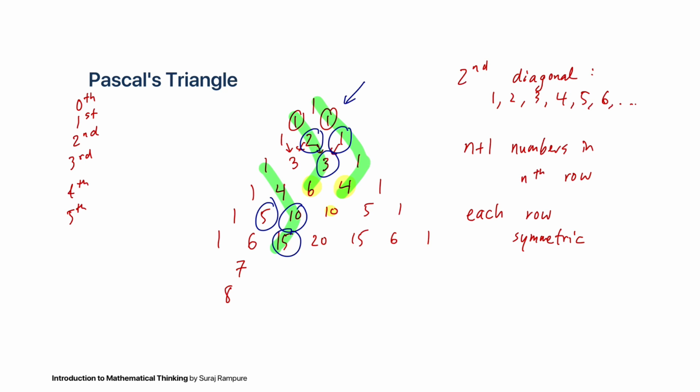Does everyone see that as well? So any questions with the basic premise of what Pascal's triangle is and some of these patterns that we just identified?